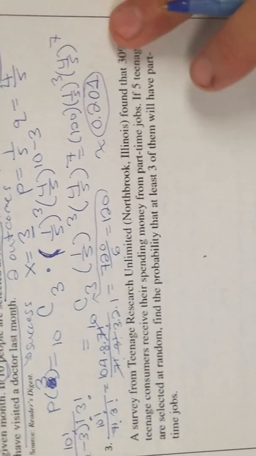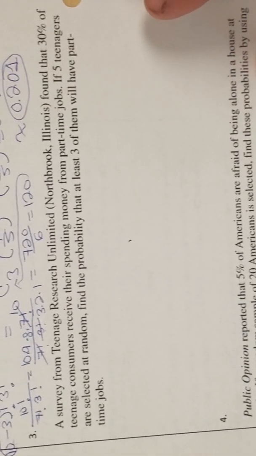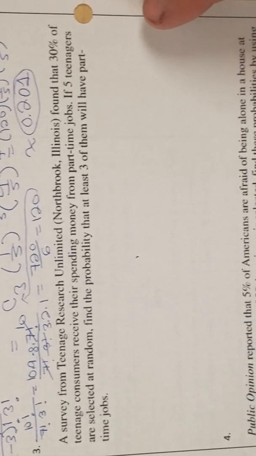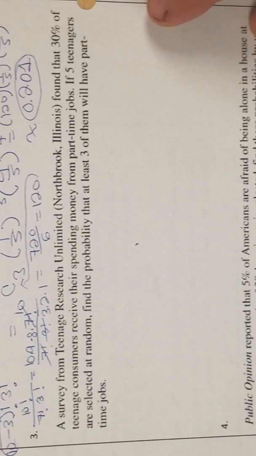All right, so now let's go ahead and do the next problem. A survey from Teenage Research Unlimited found that 30% of teenage consumers receive their spending money from part-time jobs. If 5 teenagers are selected at random, find the probability that at least 3 of them will have part-time jobs.